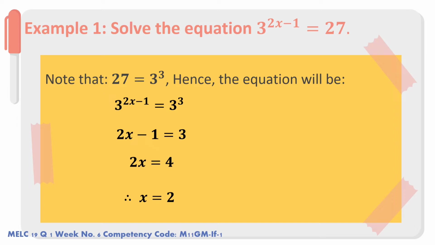To check if 2 is correct, we can substitute 2 for the variable of the original equation, such as 3 raised to 2 times 2 minus 1, is it equal to 27? Simplifying the exponent, 2 times 2 minus 1 is 3. Therefore we have 3 cubed equals 27. Evaluating the left side, we know that 3 cubed is 27. Therefore, we can say that our answer is correct.